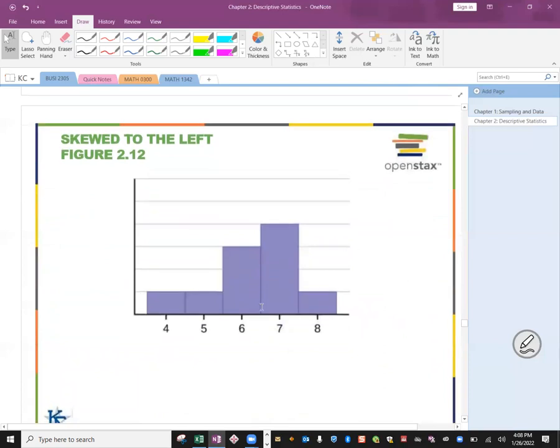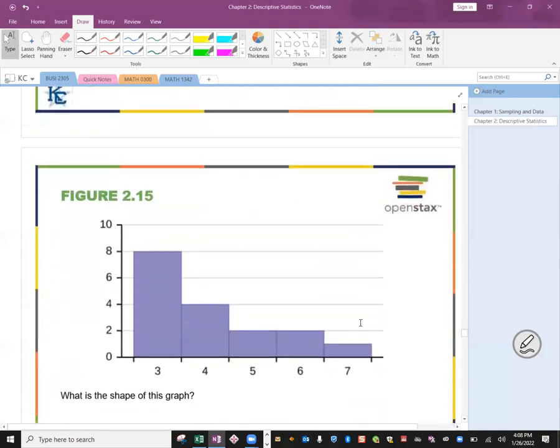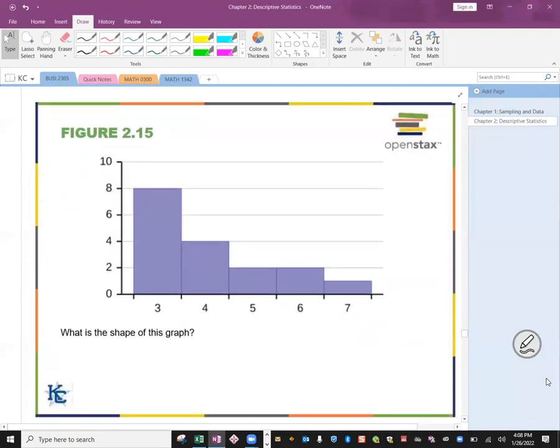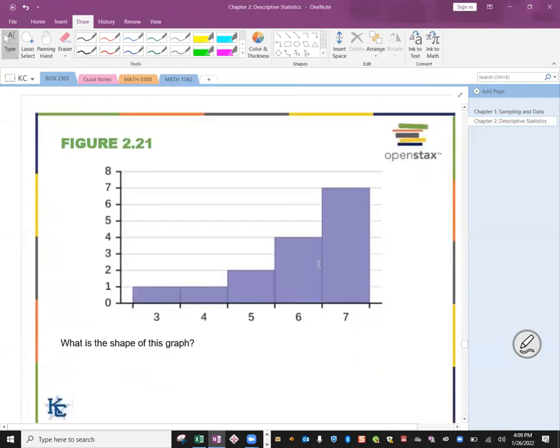Here, this is skewed to the left because we have that shape that has the peak towards the right, and we have our outlier towards the left. This would be considered left skewed because our peak is towards the right and our outliers are towards the left. And so what is the shape of this graph? Again, you would be able to tell me that since the tail goes to the right, this is right skewed. Hopefully you would tell me that this is symmetrical or bell-shaped. And then this one is left skewed because the tail goes to the left.